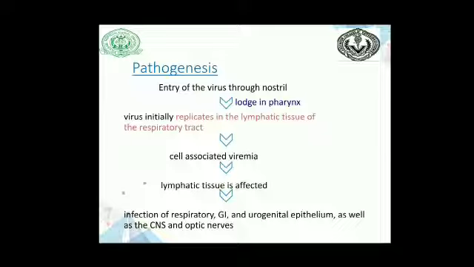Next, coming to pathogenesis. After the entry of the virus through the nostril, it first lodges in the pharynx, and then the virus initially replicates in the lymphatic tissue of the respiratory tract, and as such cell-associated viremia occurs, and so the lymphatic tissue is affected. After the lymphatic tissue is affected, the infection of respiratory, gastrointestinal and also urogenital epithelium occurs. And at the last, the CNS and optic nerves also get affected.